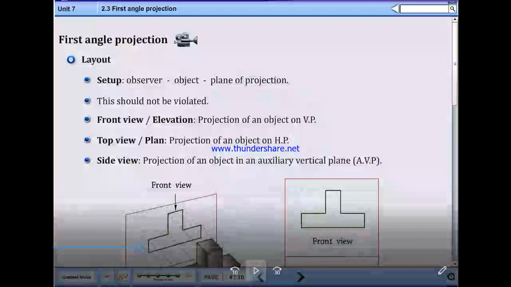Note on the first angle projection: layout, setup is observer, object, plane of projection. This should not be violated. Front view, elevation: projection of an object on the vertical plane. Top view, plan: projection of the object on the HP. Side view: projection of the object on an auxiliary vertical plane. Now note down the views: front view.